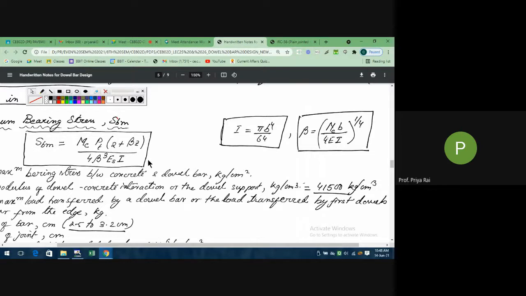So there are many formulas. This thing you know from the structural analysis subject. For calculating beta, we must have I, and for calculating I, we must have B. That means we have to assume the diameter first. Then only we can solve this equation.